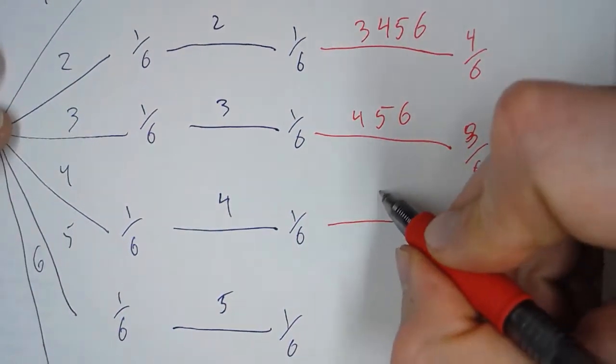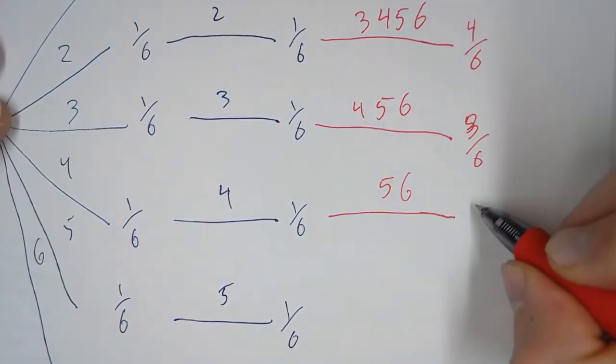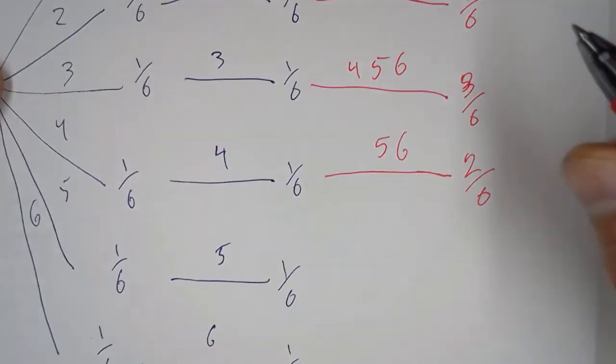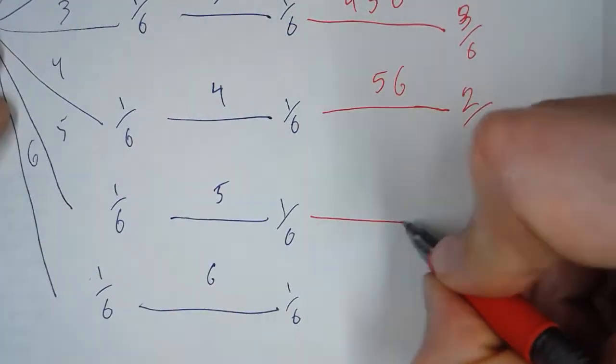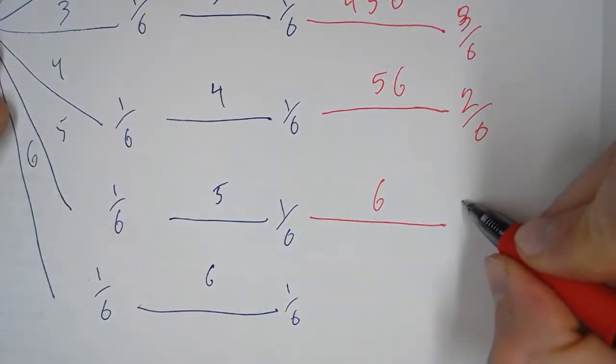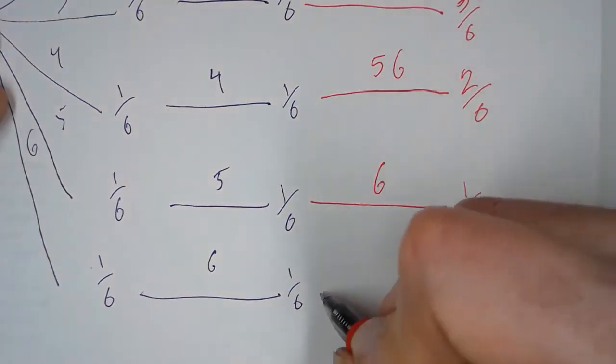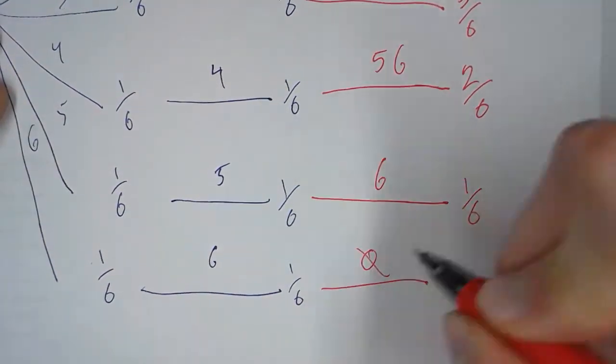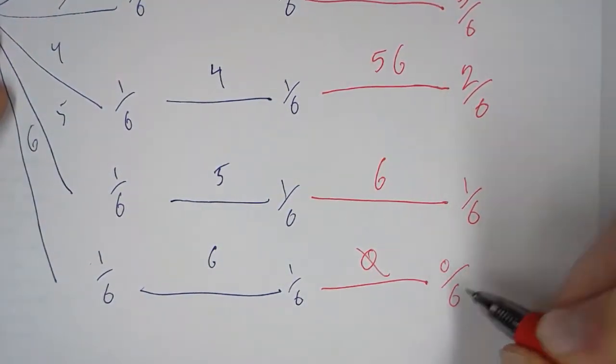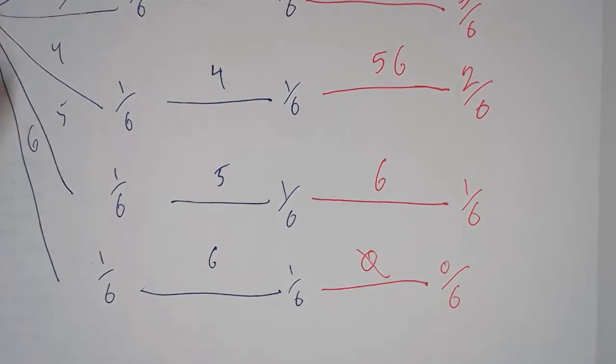Let's see, for 4, numbers greater are 5 and 6, which is 2 out of 6 probability. For 5, the only number bigger than 5 is 6, so that's only going to come up 1/6 of the time. And then for 6, nothing, so that's 0 out of 6. So these are all our probabilities. Now what we have to do is multiply them all.